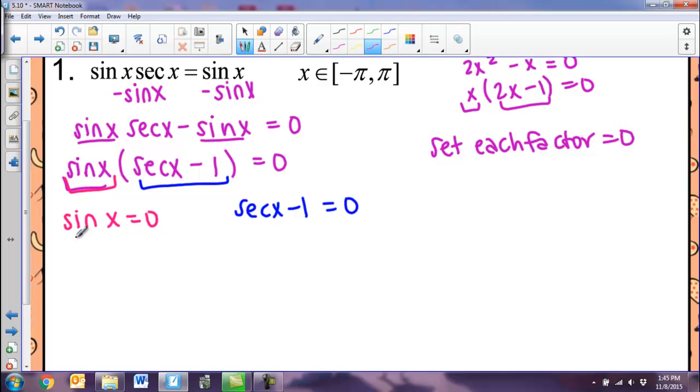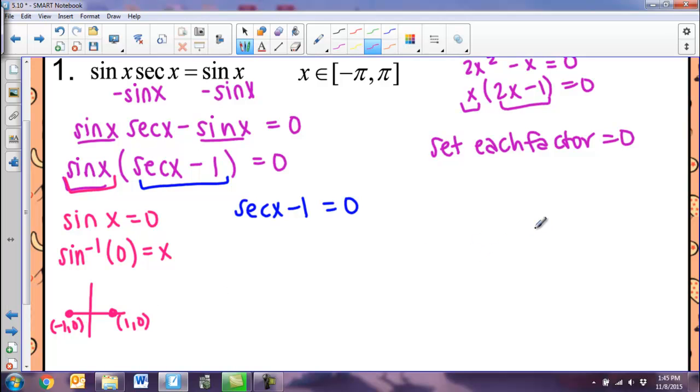So remember, once I have one trig function on one side, I can just take the inverse trig function, the inverse sine of both sides, and then I ask myself, where on my unit circle does sine equal 0? And there's two things you can do. You can draw out your unit circle and think about where is y equal to 0, which would be here at 1, 0, and here at negative 1, 0.